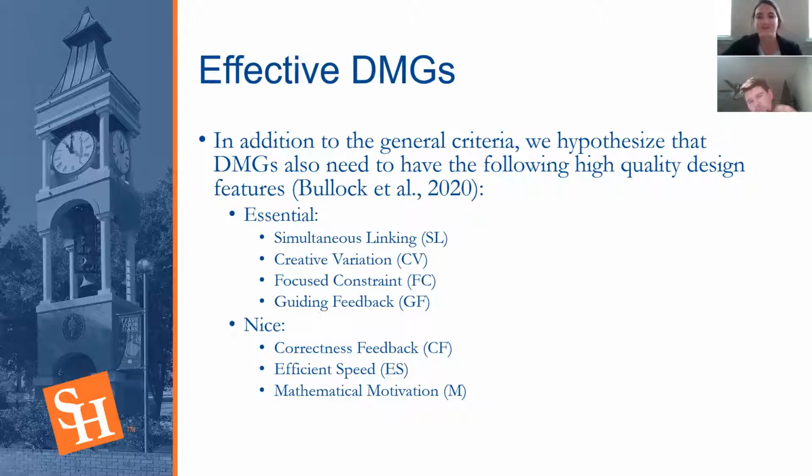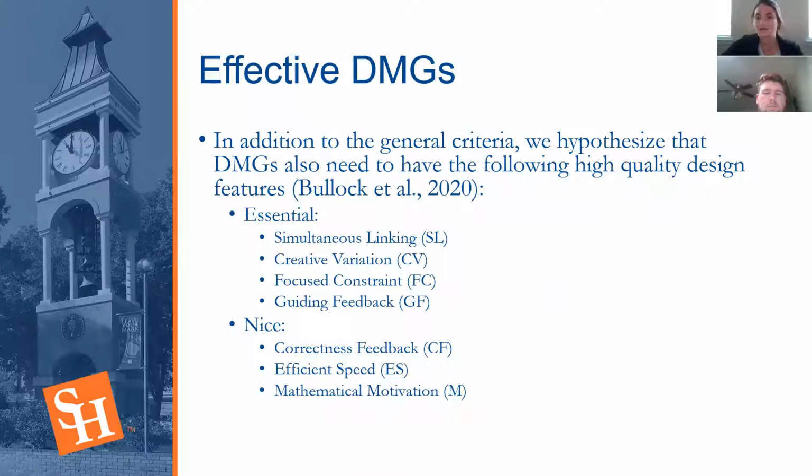And then we have correctness feedback, which is just a nice element. These types of design features are representations that tell the user whether their actions within the game lead to correct mathematical solutions or not. So for example, a big X when they're incorrect or a green check when they're correct.